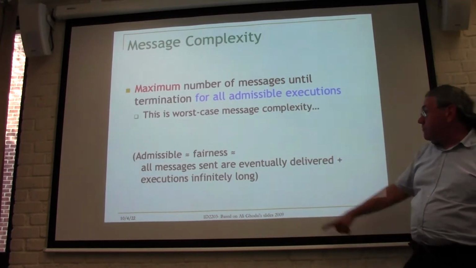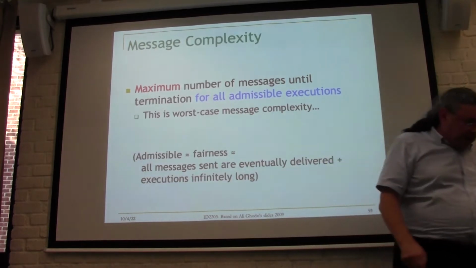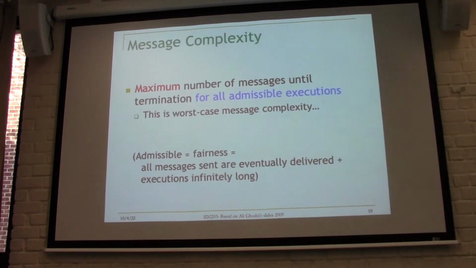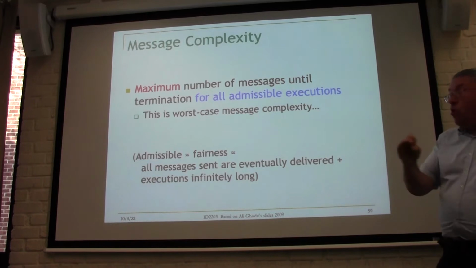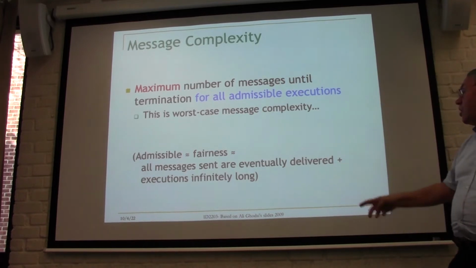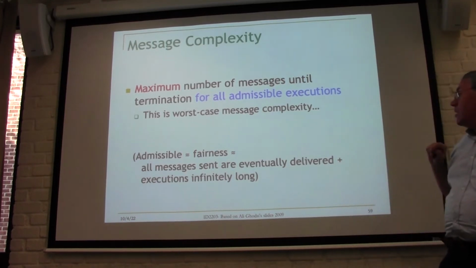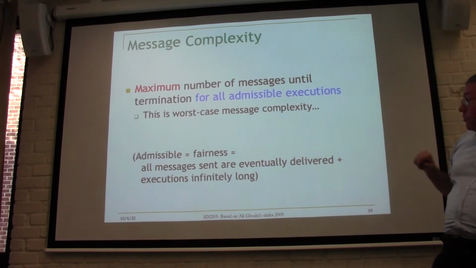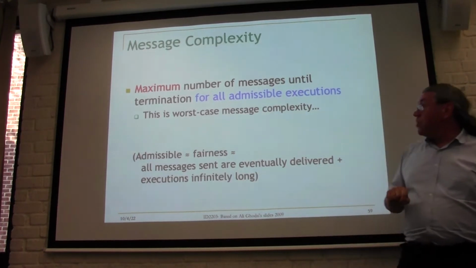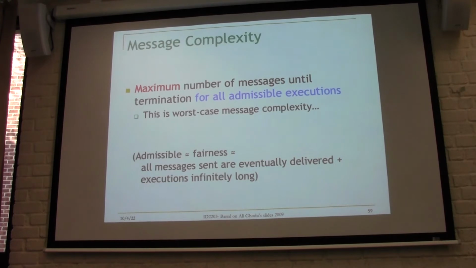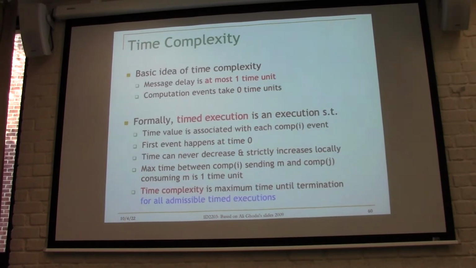It means it's like fairness. It's exactly fairness for the processes, which are like threads, plus the messages are delivered. Okay? And because we're in an asynchronous model, all the executions are infinitely long, but it stops some finite time there. But infinite because we don't know how long it takes. Okay, so that's the message complexity.